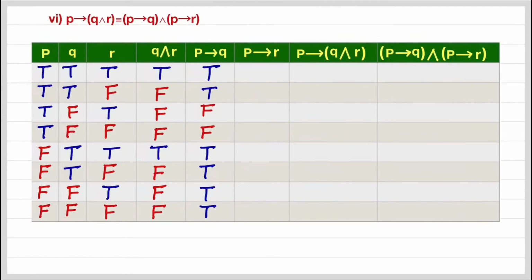Next is P implies R. P is the first statement and R is the second statement. When the first statement is true and the second statement is false, the implication is false. This condition is satisfied at the second and fourth place. That means the second and fourth entries are false and all other entries are true.